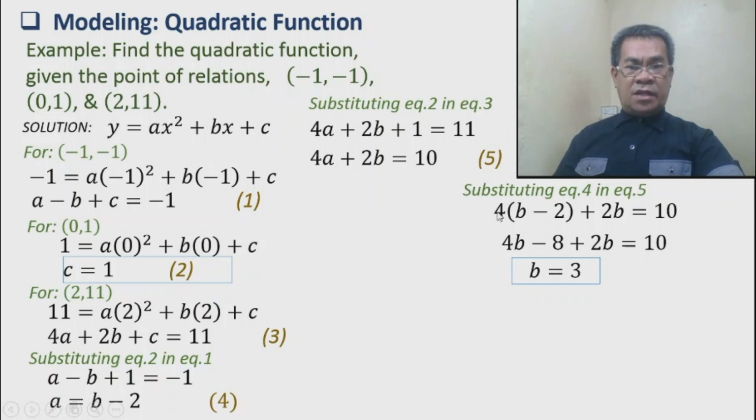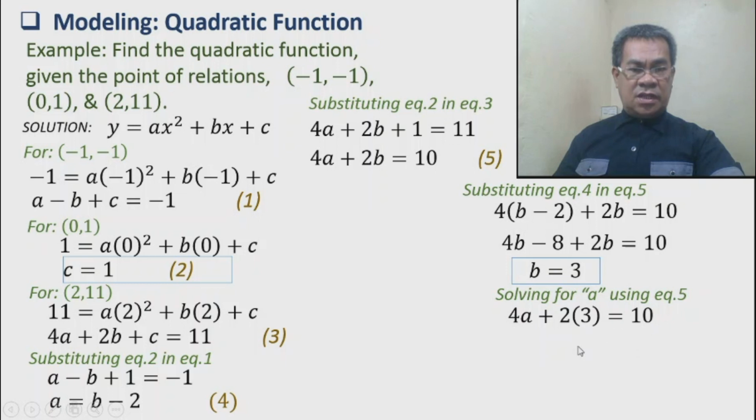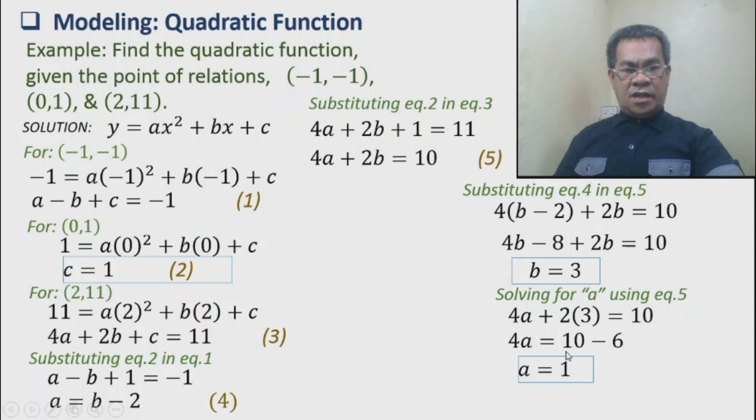Then we can solve for A using either equation 4 or 5. Let's say equation 5. Substitute B with 3. So we have 4A plus 2 times 3 is equal to 10. So A therefore is equal to 1. So our A is 1, our B is 3, and our C is also 1.